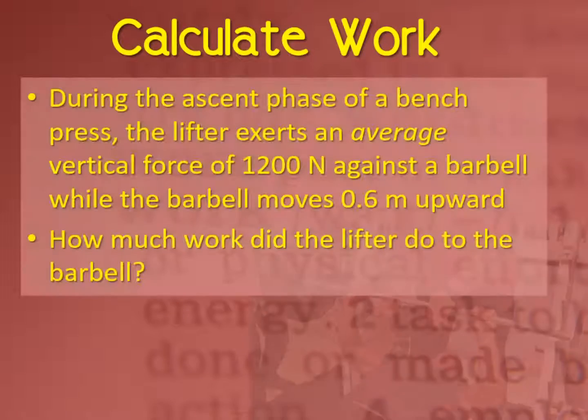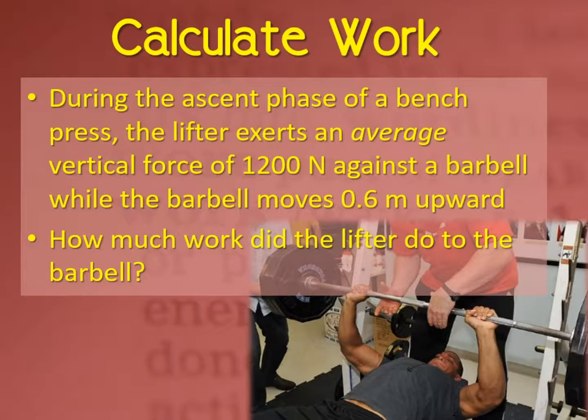So let's do a short example here. During the ascent phase of a bench press, the lifter exerts an average vertical force of 1200 newtons against a barbell, while the barbell moves 0.6 meters upwards. So that guy there is pushing the barbell upwards. How much work did he do on the barbell? Just have a moment to think about that. Pause the video if you would like.